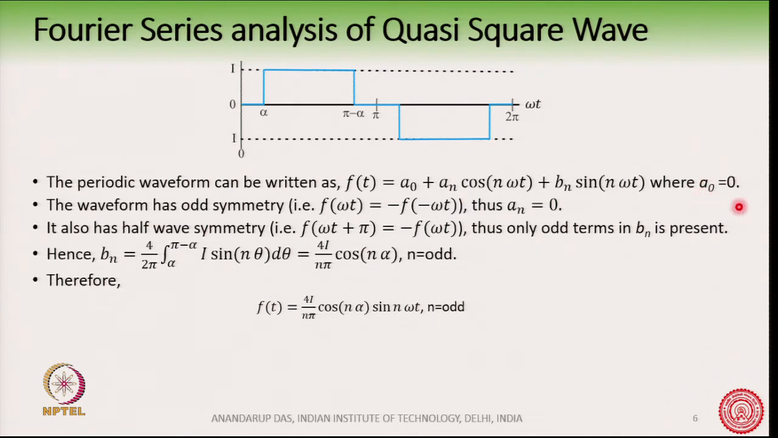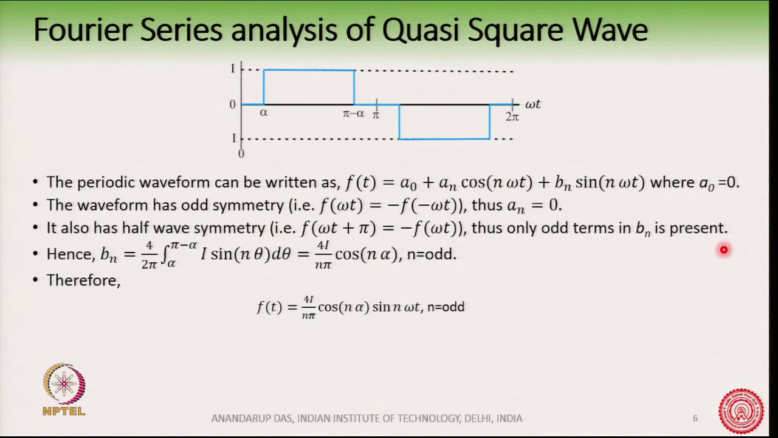A0 is 0. This waveform has odd symmetry because f of omega t is minus f of minus omega t. Whatever is happening at omega t, the negative is happening at minus omega t. Therefore, the An terms are 0, and it also has half wave symmetry. You can see that f of omega t plus pi is minus f of omega t. Therefore, only odd terms in Bn are present.